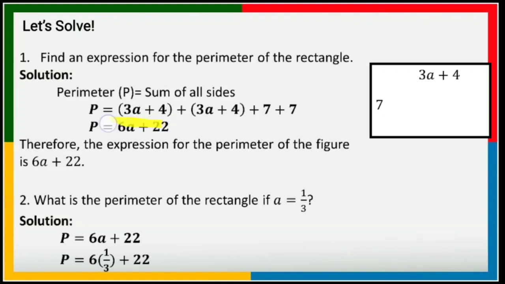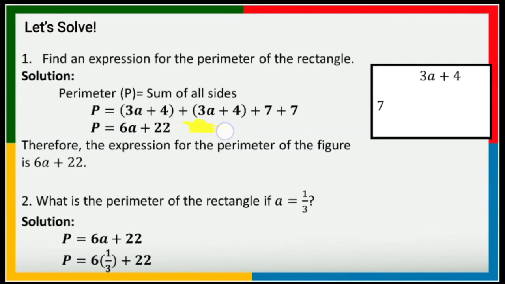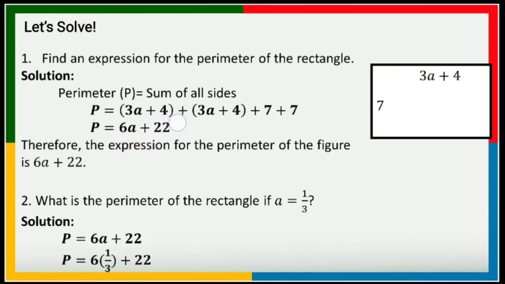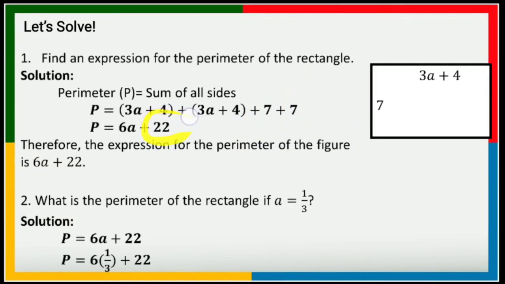As you can see, this term 3a is the same as this term 3a because they both have a as the variable and its exponent is 1. So, 3a plus 3a is 6a. Then this 4, 4, 7, and 7 are constants. Therefore, 4 plus 4 is 8, plus 7 is 15, plus 7 is 22. Since it is positive, our answer is plus 22.